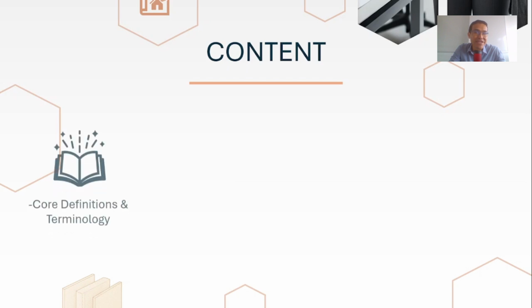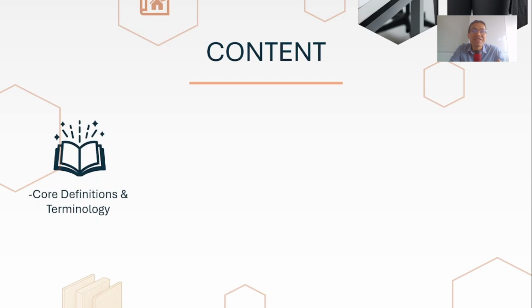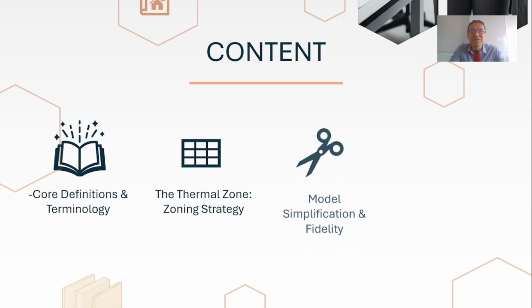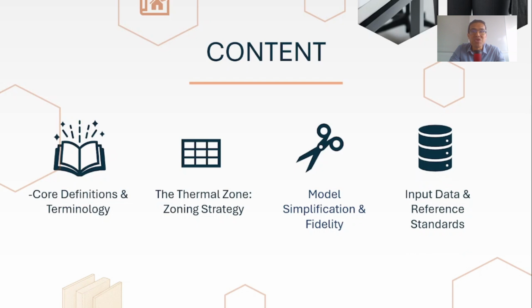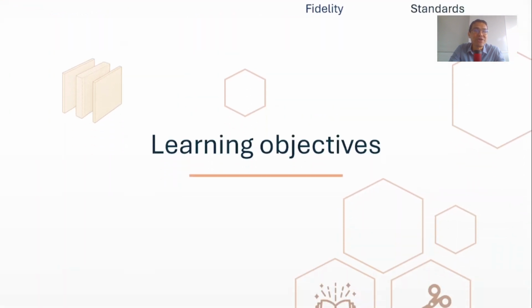We'll start with the core definitions and terminology, clarifying terms like modeling, simulation, and BEM. Next, we'll dive into the fundamental concept of the thermal zoning strategy. This is where you'll learn how to group rooms to save time and increase model accuracy. Then we'll cover model simplification and fidelity, the crucial rules for building a model that's accurate without being overly complex. And finally, we'll wrap up by looking at input data and reference standards to show you exactly where to find the trustworthy numbers needed for your energy calculations.